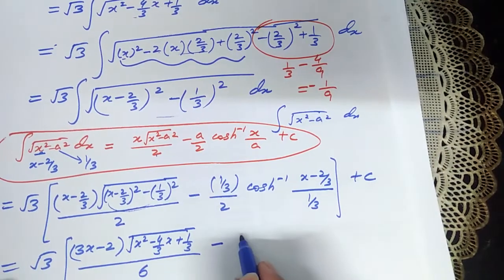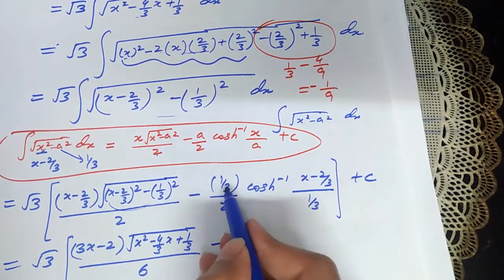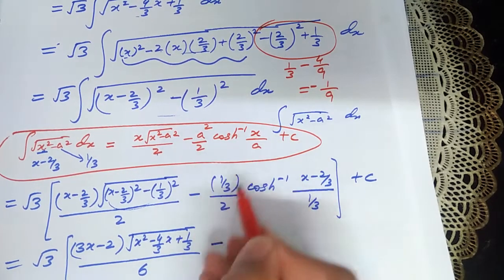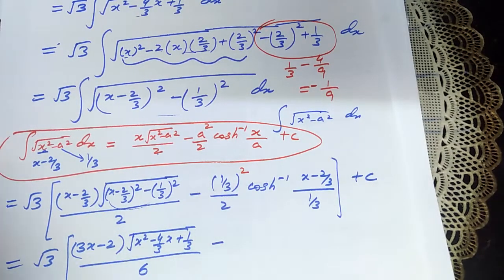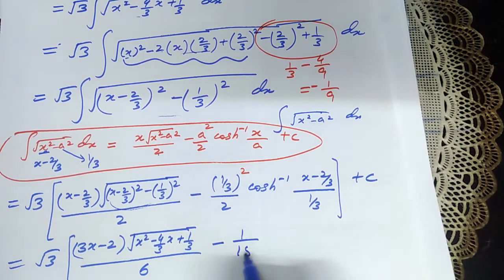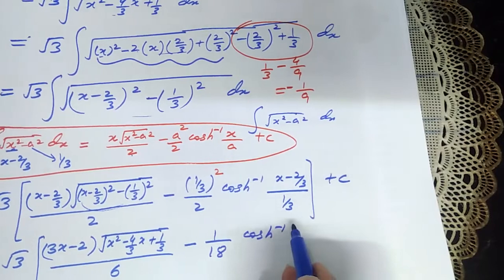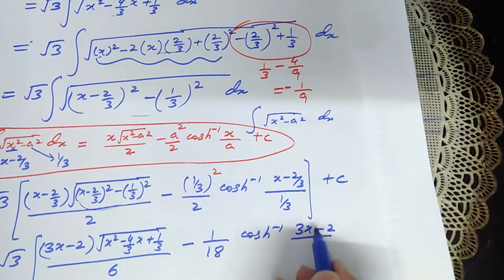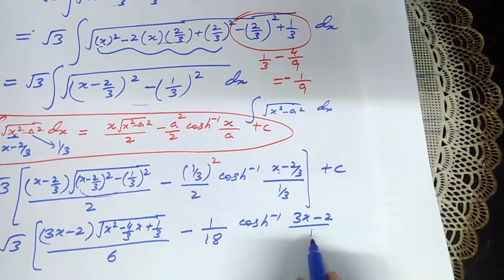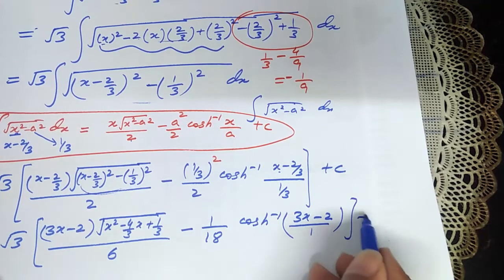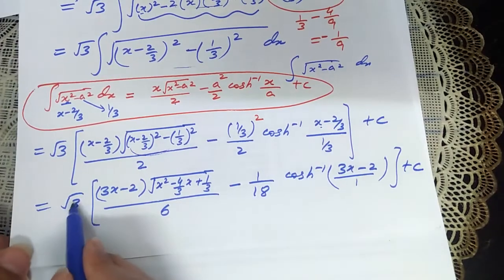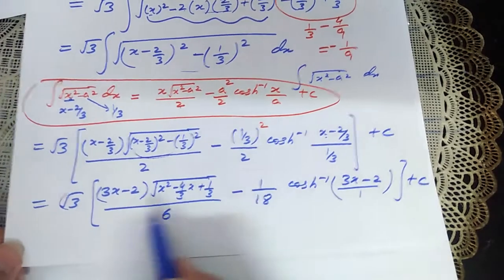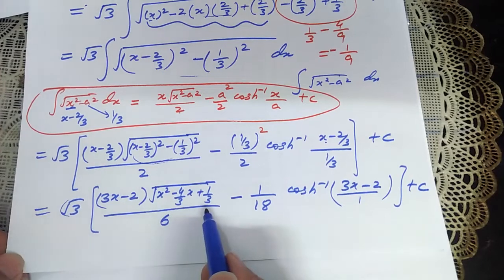And here you will get, in the formula here you have a square. So this is basically your square. So after simplification it will become 1 over 18 cos hyperbolic inverse 3x minus 2 over 1, because this 3 and the upper denominator 3 will be cancelled. So you will get this thing in your answer of this question. You can simply multiply this under root 3 inside, but it's up to you whether you want to multiply it or not. But this is your answer of this question number 6.